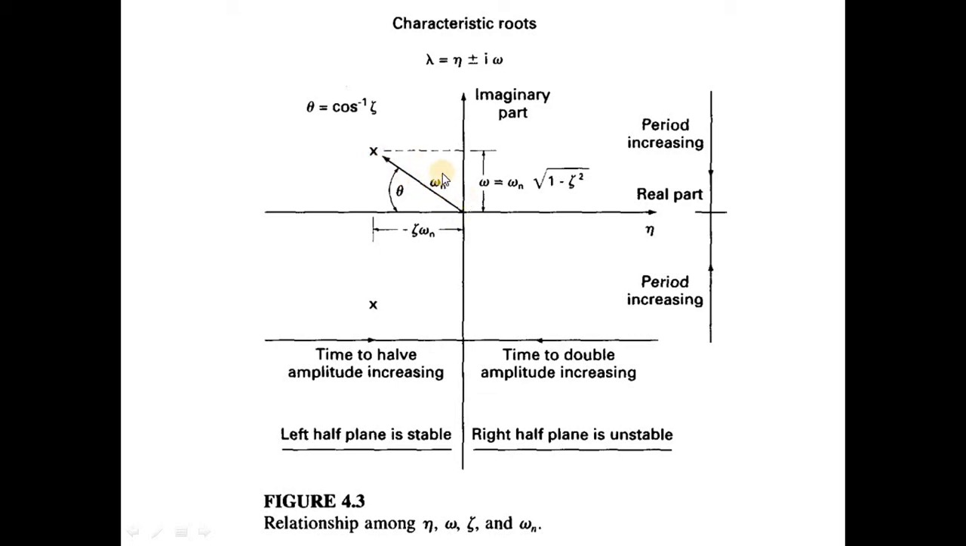The straight distance is omega n, the natural frequency. The x part of it is represented by negative damping ratio times natural frequency. Now, the closer you get to the origin, the time to half amplitude is increasing. What does that mean? If it's closer to the origin, of course your omega n will be smaller.